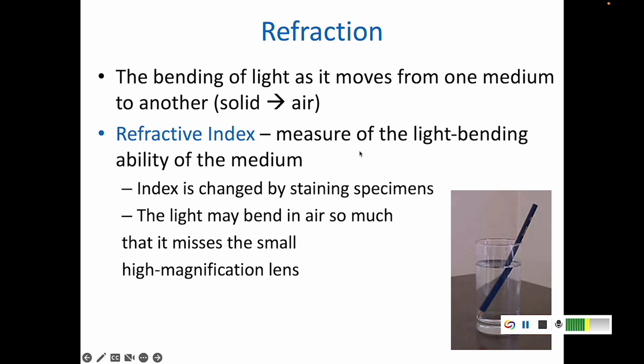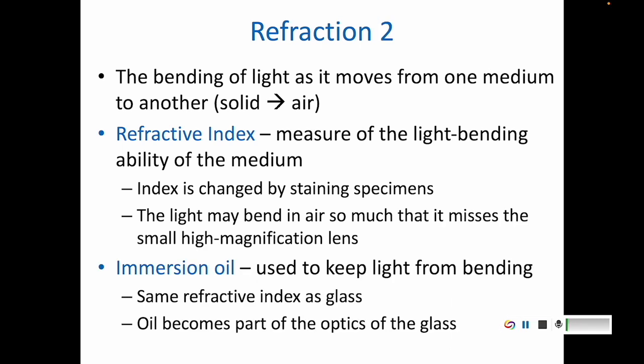Refractive index is how well different mediums bend the light. So water and glass will bend the light differently than air will. It could bend the light so much that you entirely miss a cell even.